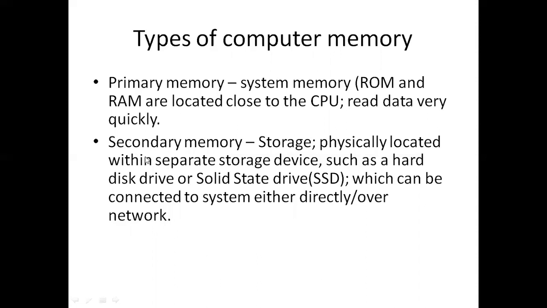Secondary memory is usually termed storage because it is used for storing huge amounts of data. It is physically located within separate storage devices. It can be a DVD, an SSD, that is a solid state drive, or an HDD, a hard disk drive, which can be connected to the system either directly or over the network. So as we know, memory can be classified into primary memory as well as secondary memory. Primary memory is quickly accessible compared to the secondary memory.